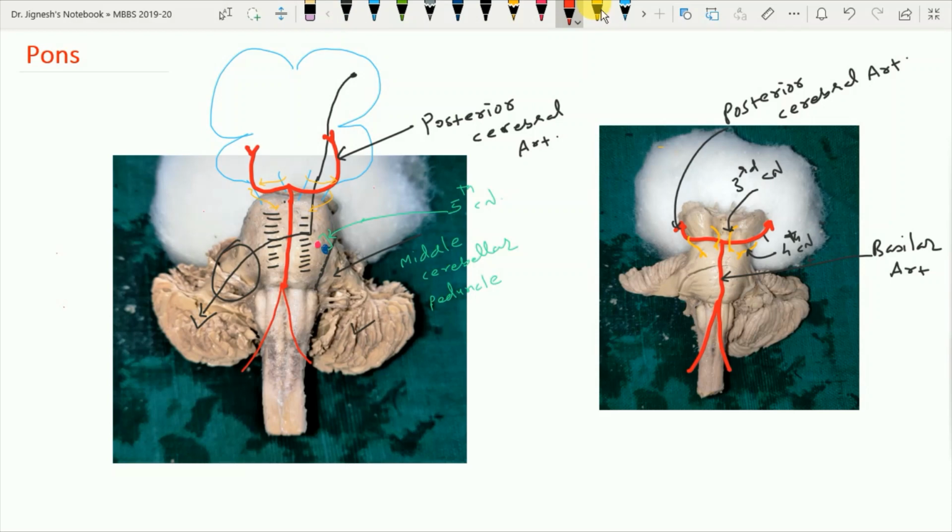Now when we see the lower border of the pons, here the basilar artery gives one branch on each side, and this is the anterior inferior cerebellar artery.